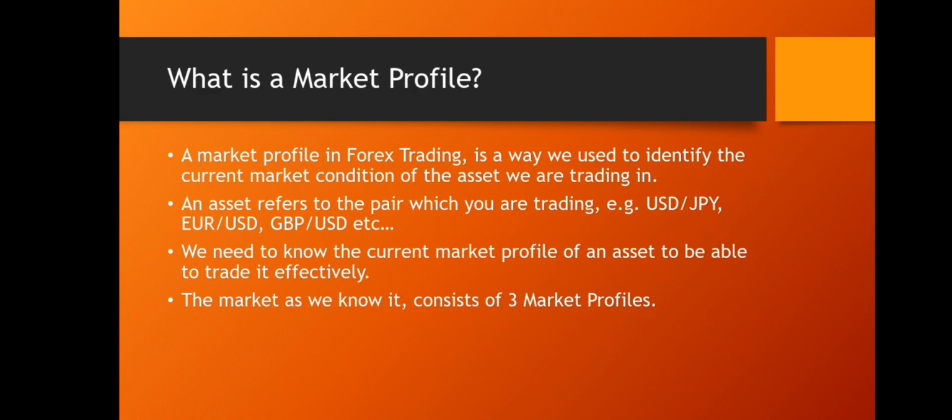The market, as we know it, consists of three market profiles. So generally, we know the market to have three market profiles. If there are any other profiles outside of these three, then it's not for you to know. These three are what we call the main market profiles. So anything else is just noise. So we just focus on these three. With these three alone, you can understand how the market moves.